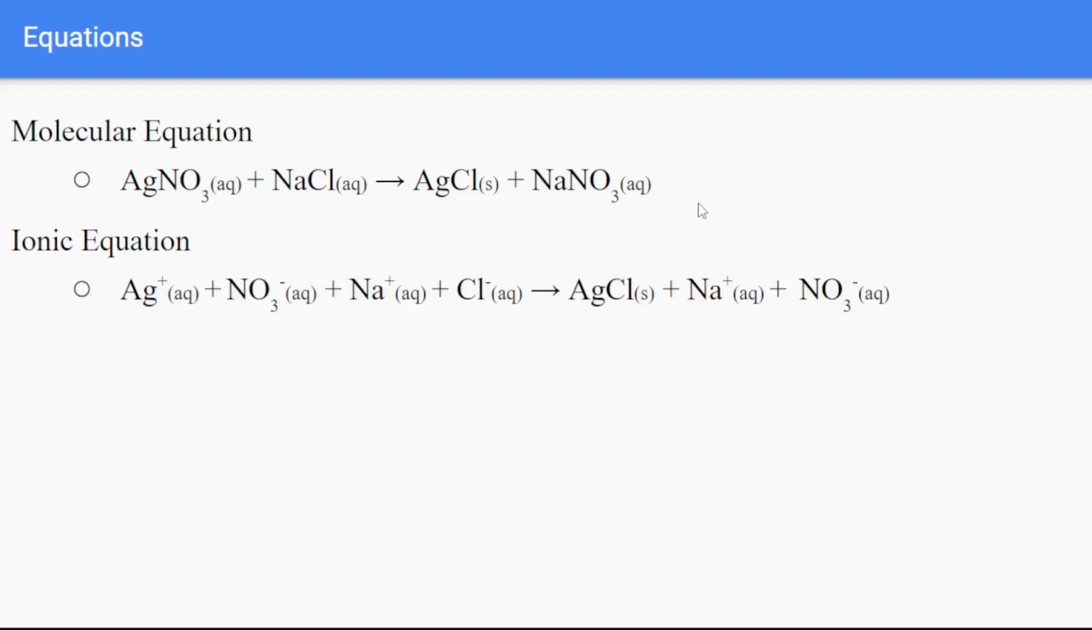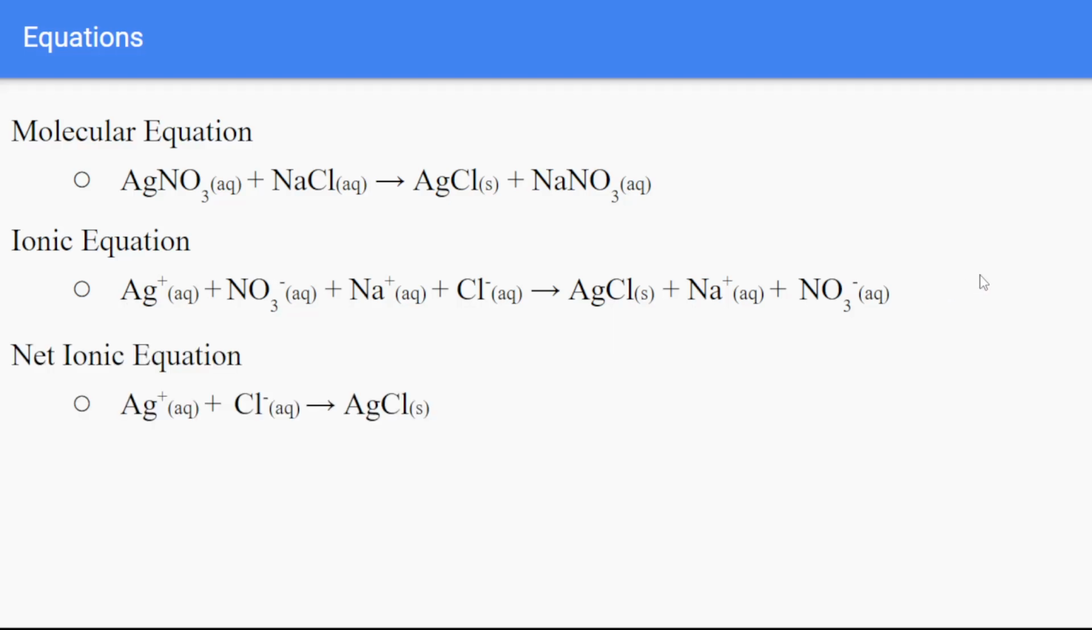A more accurate representation is called the ionic equation. So silver nitrate is composed of silver and nitrate ions. Sodium chloride is composed of sodium and chloride ions. Silver chloride is solid, so we keep that the same. But sodium nitrate is composed of sodium and nitrate ions. Now this is a lot, right?